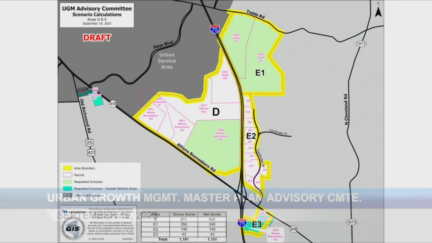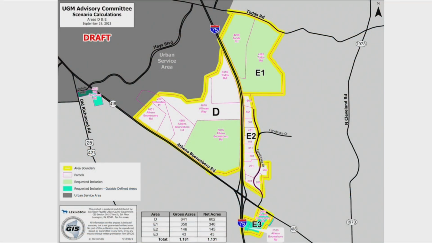So areas D and E, again, the entire area surrounded in yellow is included. In this case, we have broken E into 3 areas. E1, the Todd's Road properties only. E2, the properties along Cane Break. And then E3, building back in the property in the vicinity of Blue Sky that was requested at the public input meeting Tuesday night. Area D is not broken down any further than you've seen it before.